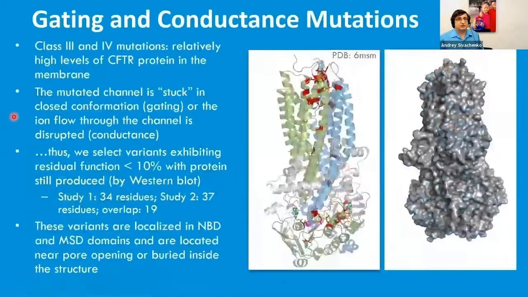Namely, let us restrict ourselves to those severe low residual function mutations that are likely to belong to the very specific classes of gating or conductance variants. We realize now that a variant might exhibit a combination of different mechanisms, but for the mutations that are squarely in one of those specific classes, by definition, the protein is produced, folded, trafficked to the membrane successfully. However, with the gating type mutation, the channel is just locked in the closed conformation. It can't open. And with the conductance type mutation, the channel might be able to open, but the ion flow through it is disrupted, for instance, by improper local fold or wrong polarity inside the channel, whatnot.